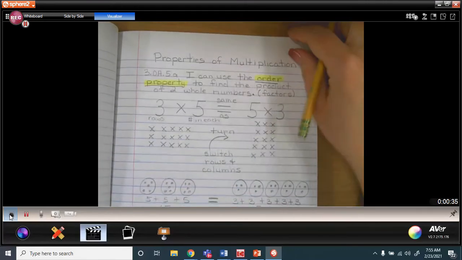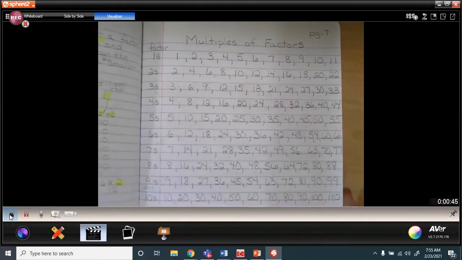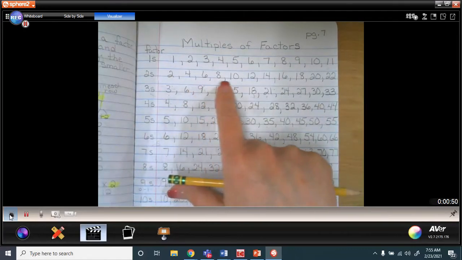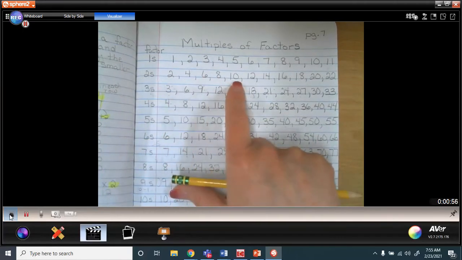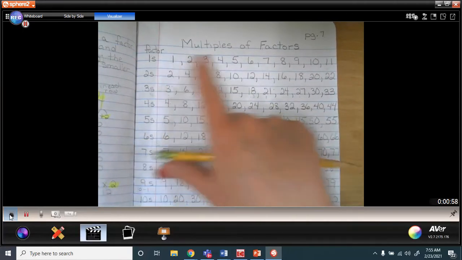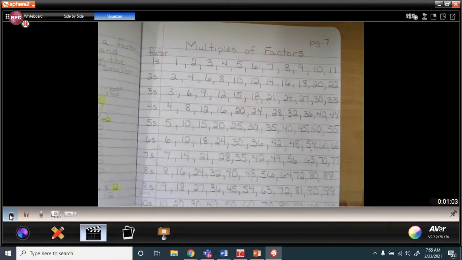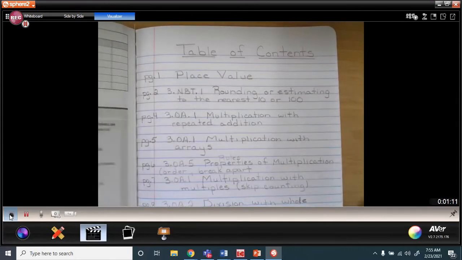We have the order property. We're actually going to come back and take a look at that again at some point. We have the break apart strategy. We know we have our multiples of factors. So here's the factor, and then our multiples tell us when we're multiplying, and we skip count by these multiples, and these are going to be our products when we count by these factors. So lots of different reasons to make sure you keep up with your composition notebook and your notes, because this is always going to be helpful for you in case you have questions.